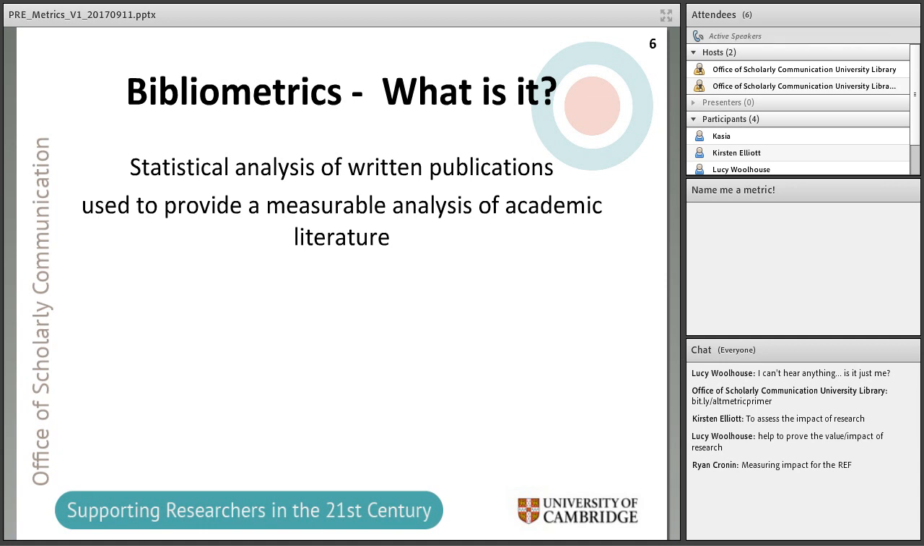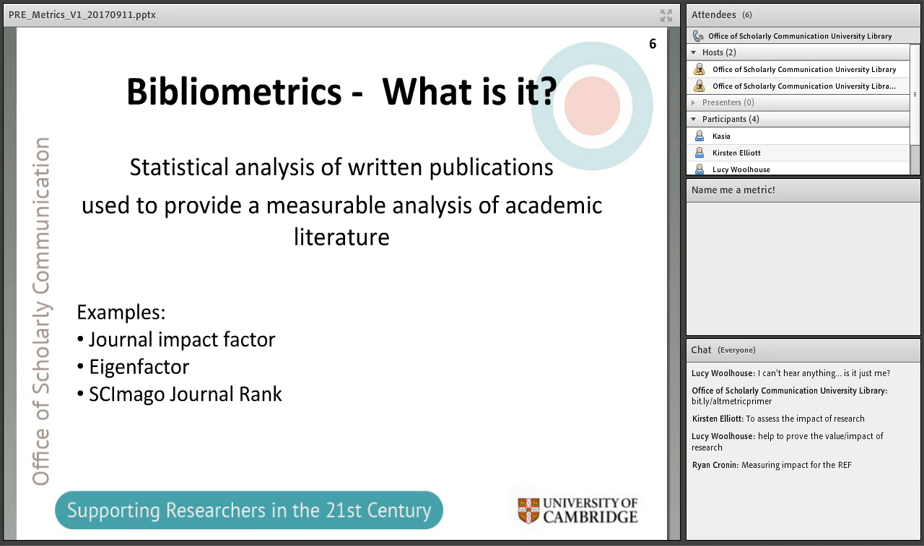So, go back to my slideshow. So some examples. So journal impact factor, as someone pointed out in the poll. There's also something called the eigenfactor, which is an alternative to the journal impact factor. There are a few alternatives, so I'm just going to talk you through one of them today, or actually two of them today, because I'm also going to talk you through the SCImago journal rank. And I'll talk about the differences between those different metrics and why one might be more appropriate than the other.